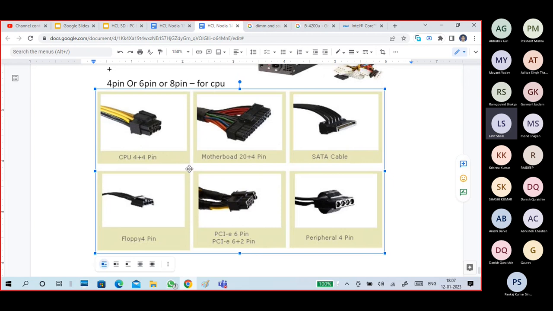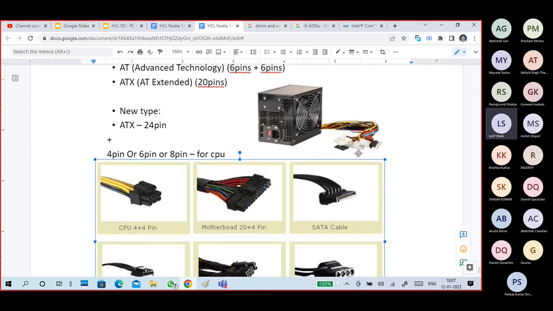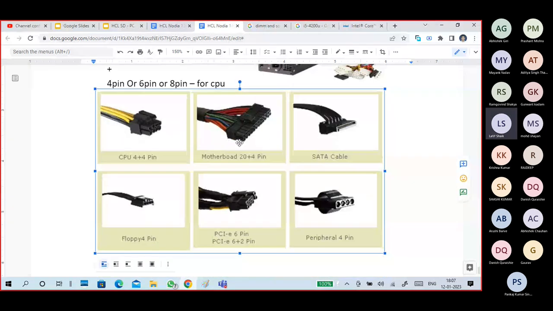Okay, see, it is an SMPS. SMPS has different connectors. This is the main connector going to the motherboard. This is 4+4, or only 4, or 4 plus 4, or 4 plus 2, like a 6-pin connector for a CPU connector.